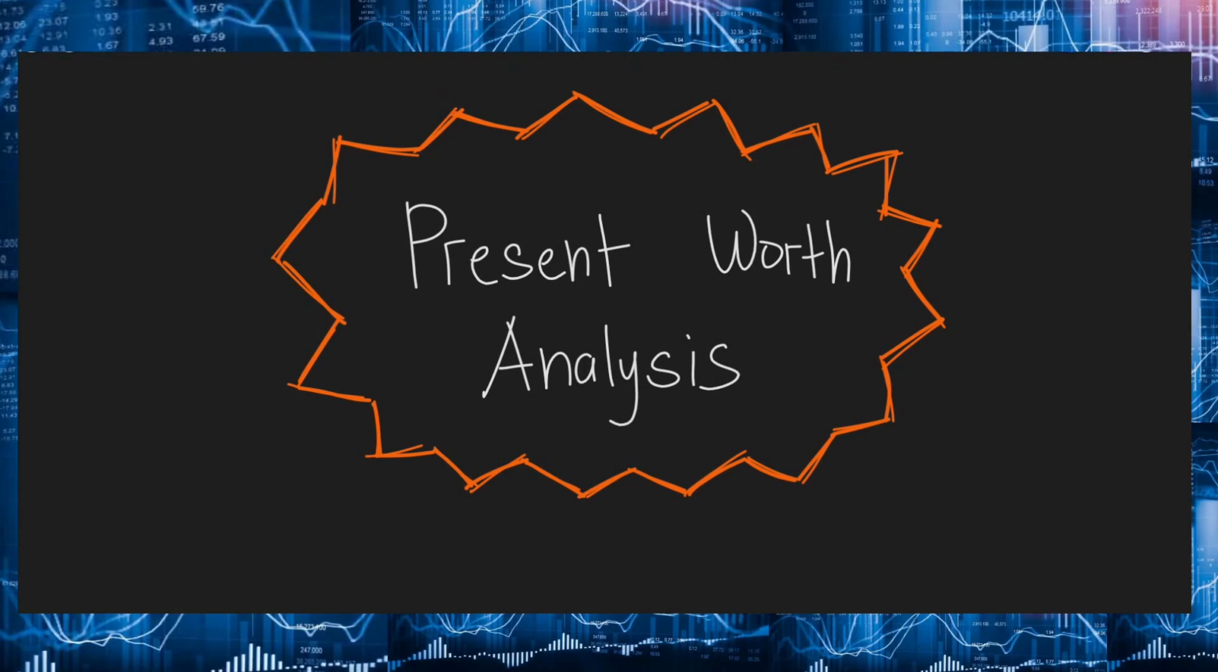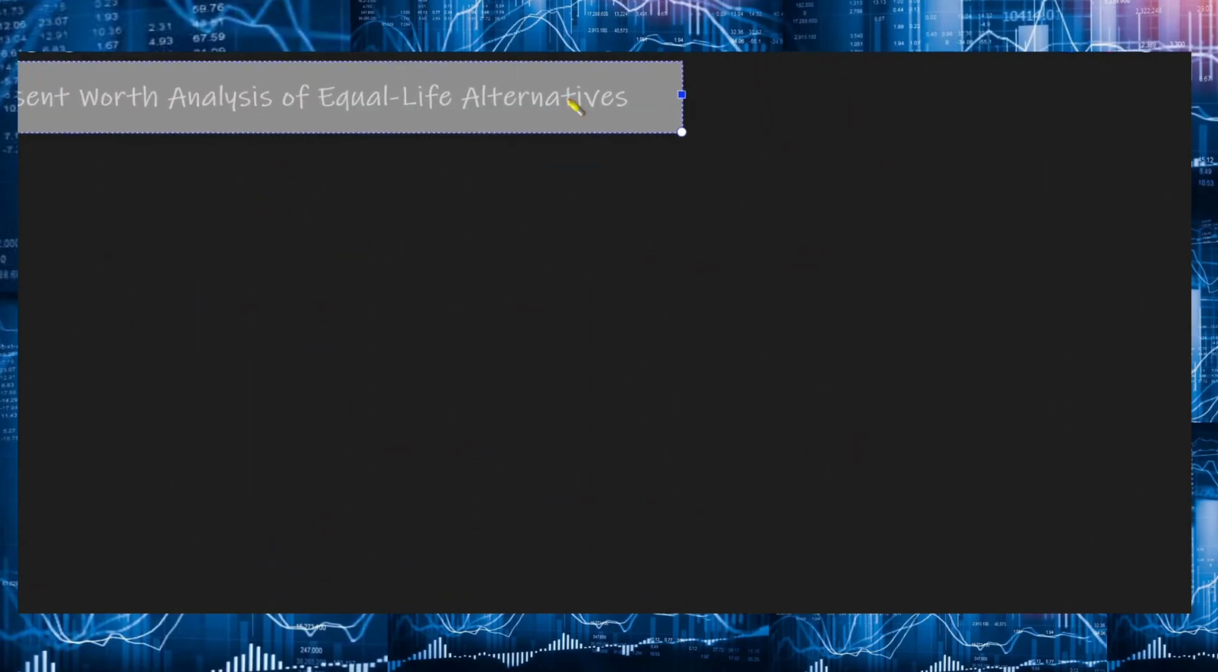Now, the present worth analysis is used to compare alternatives by converting all cash flows to present money at the MARR or yung tinatawag natin na minimum attractive rate of return. So, lahat ng cash flows, dadalhin lang natin or kukunin natin yung equivalent present worths nila. First, we are going to apply the present worth analysis for equal life alternatives.